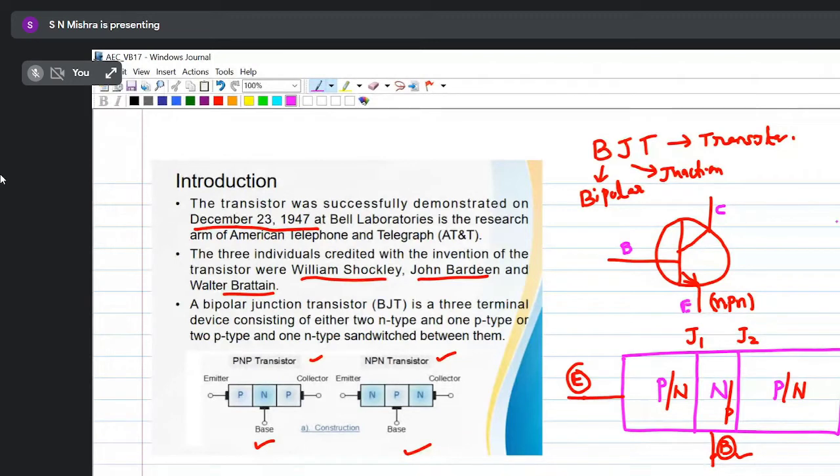Similarly, if I want to draw a PNP transistor, first we take a circle and a vertical line and an inclined line. All are extended. Here the arrow mark is incoming, right? So this is a PNP transistor. This is your emitter, this is the collector, this is your base. Understood? How to draw the symbol?